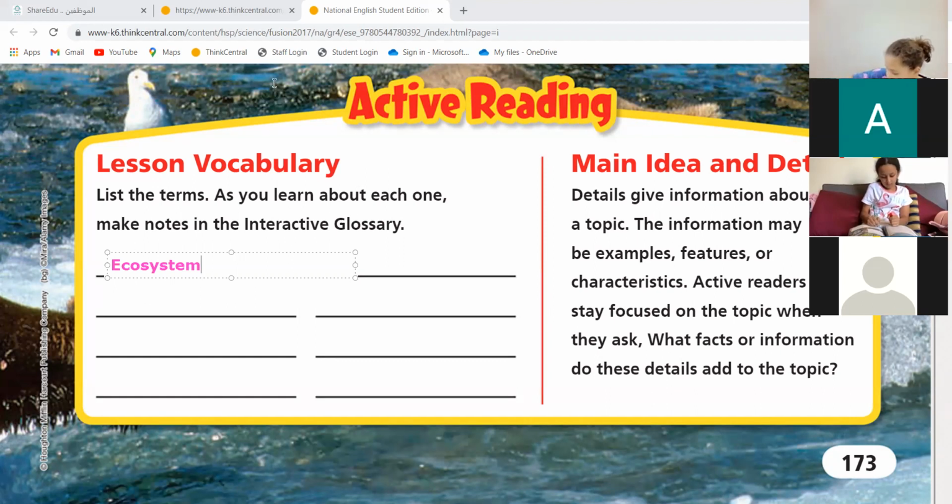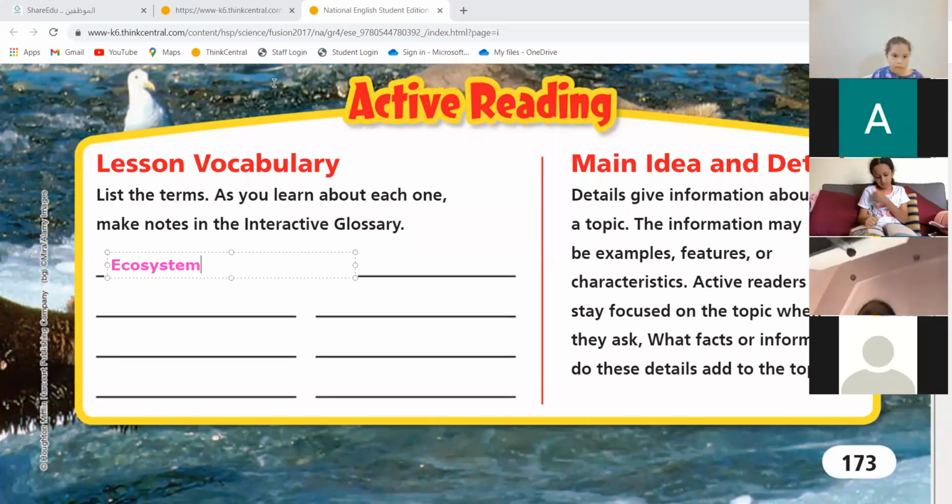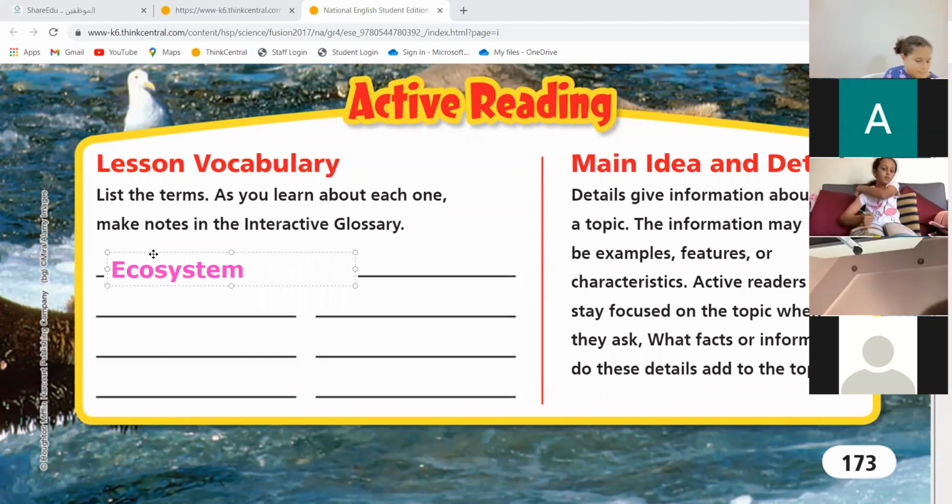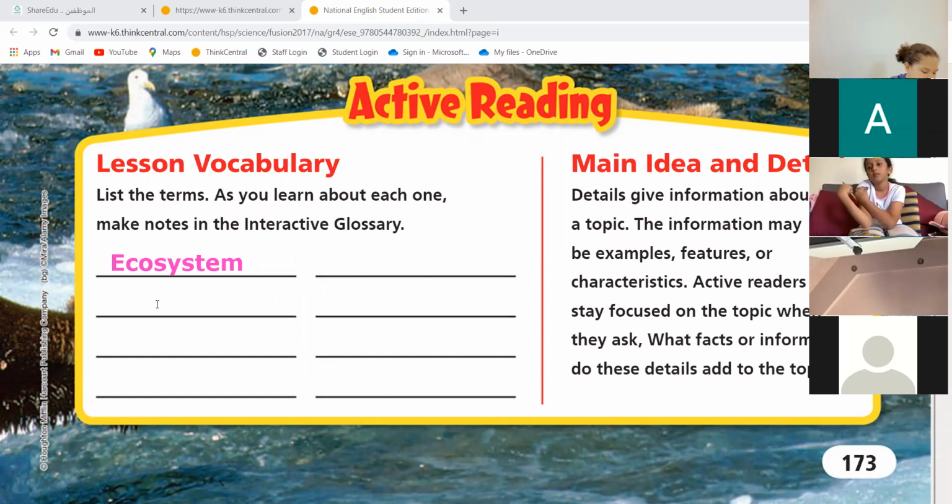Okay. Maria, can you tell me what does it mean, ecosystem? It's fine, ya habibti. What's an ecosystem? Explain to me. All of the living and non-living things in an area and their interactions make up an ecosystem. So the most important keyword to ecosystem is interactions. Why? Because environment is the same thing but without interactions.